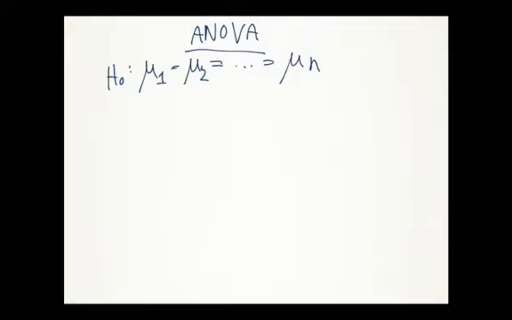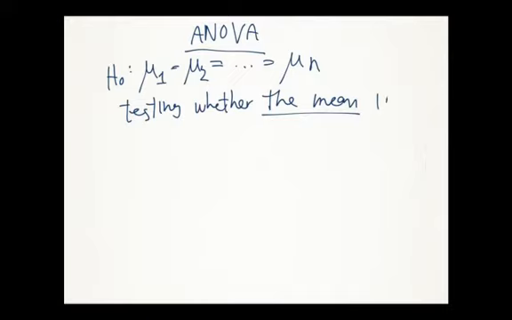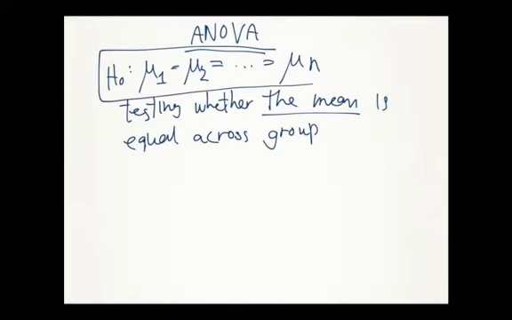And I want to write that down just so you don't get confused. Testing whether the mean is equal across groups. So what's interesting here is that our null hypothesis, again, is about the means, right? Mu is means. And we're testing whether the means are equal across groups, right? But then we called this thing the analysis of variance, right? So you might get confused and say, hey, I thought we were talking about means, but you said this thing is called the analysis of variance.